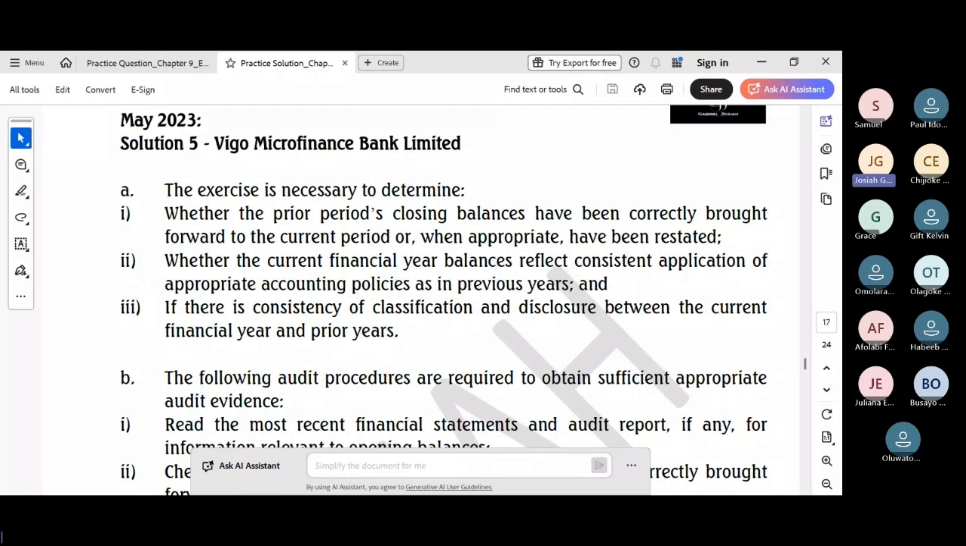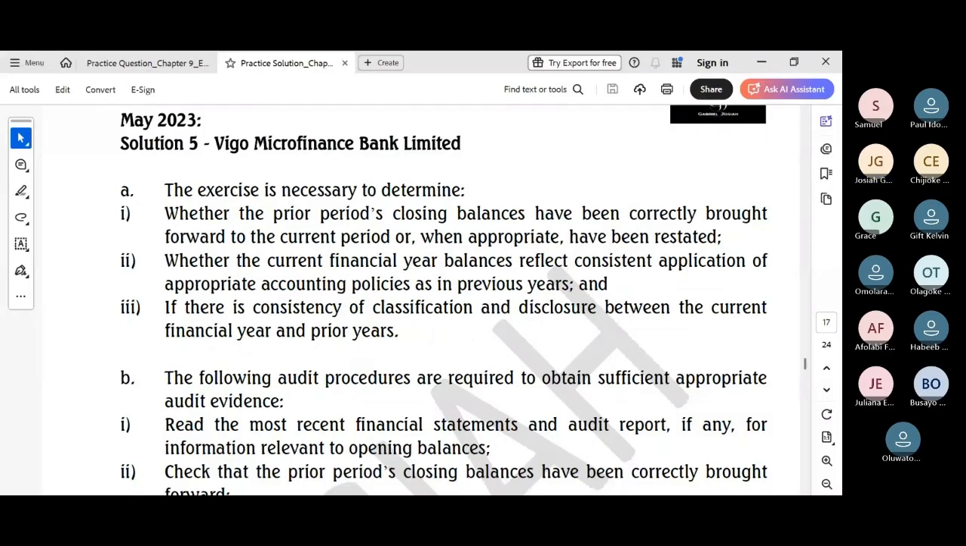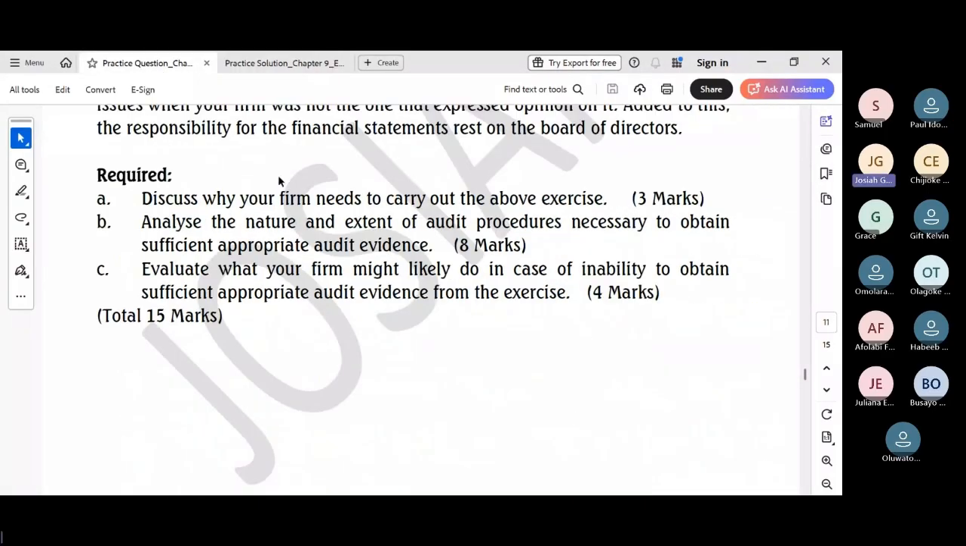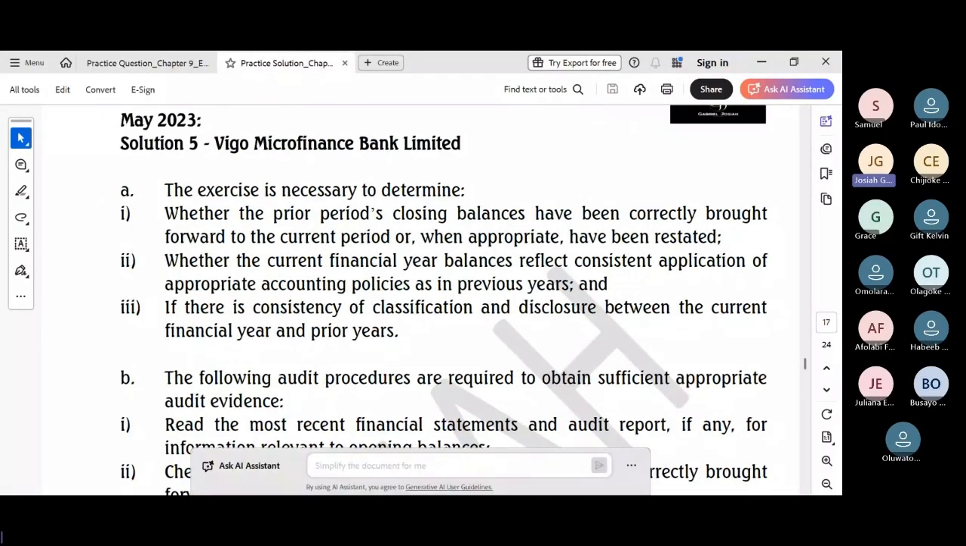So what do you write? How do you write? And the question, part 5A, you need to discuss, the prompt is to discuss why your firm. So discuss is the prompt. So in discussing, you need to state the three main objectives of reviewing opening balances as per ISA 510. And we need to focus on the continuity of financial statements. That's what to write. How do you write it?